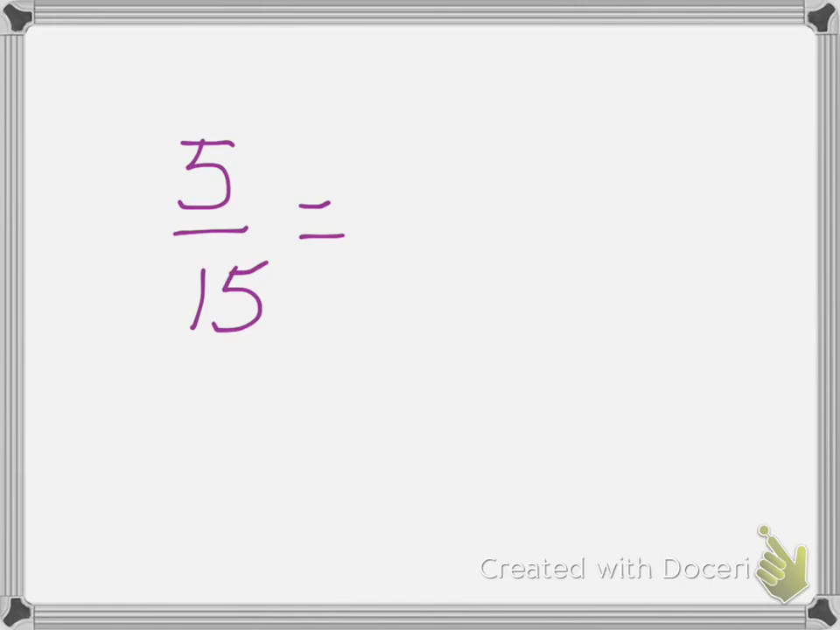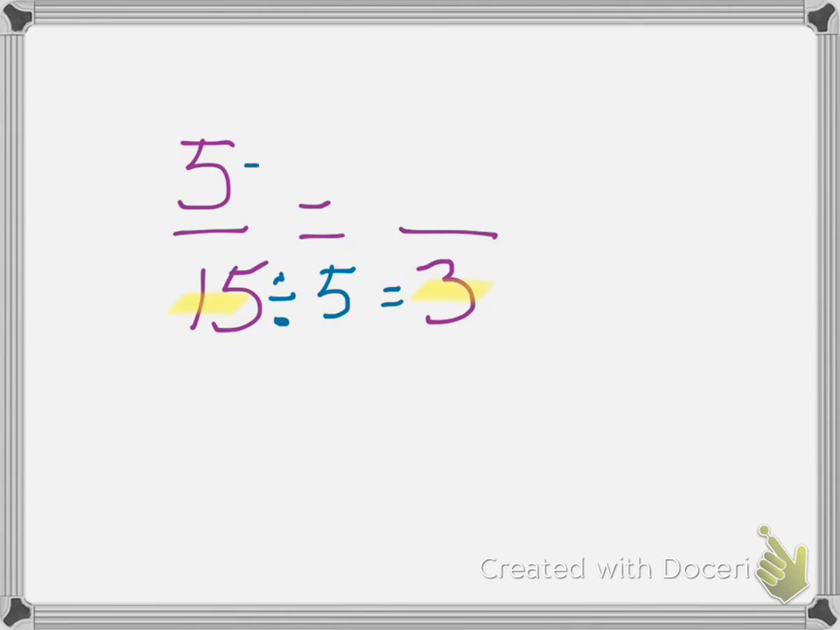5/15 equals how many thirds? 5 thirds. Nope. So we are going to take this number 15 right here, to get it to 3. What do we have to divide it by? You can't. 15 divided by what equals 3? 5. There you go. So that means we divide 5 by what number?